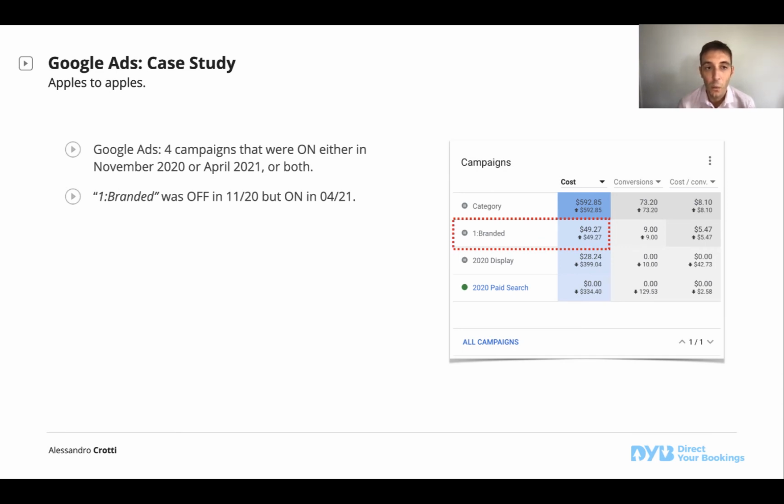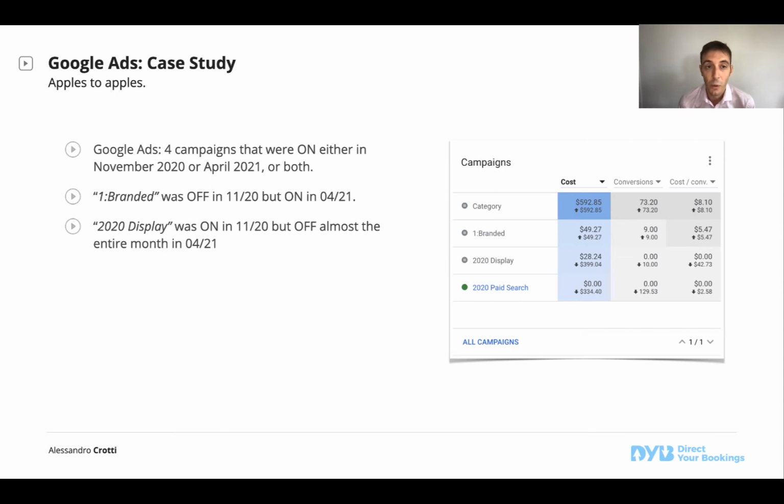Now, a little bit more detail. The campaign called One Branded was off in November, but on in April. You can see it from all 3 metrics, cost, conversion and cost per conversion, simply because the amount that you see, $49.27, is the amount spent in April 2021. Opposite to it, an increase of $49.27, so a 100% increase as opposed to November 2020. In other words, in November, this campaign was probably not yet created, or probably it was there but turned off. It was not actually performing.